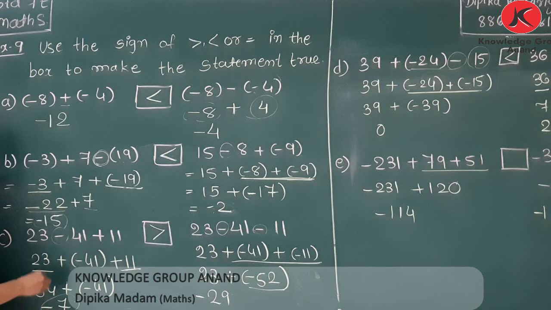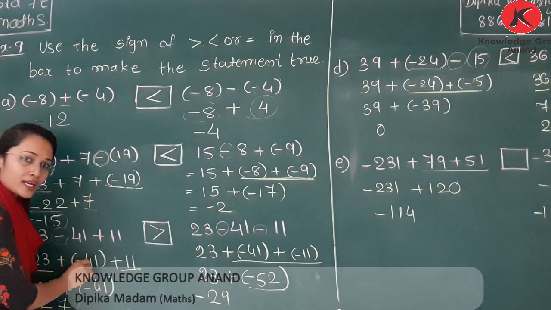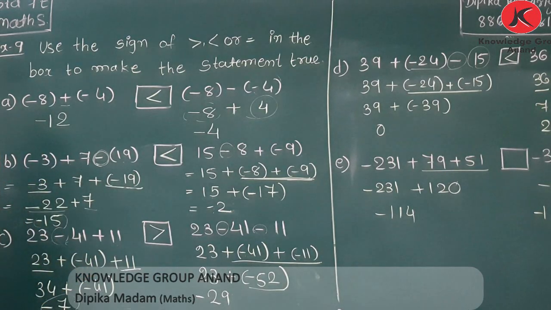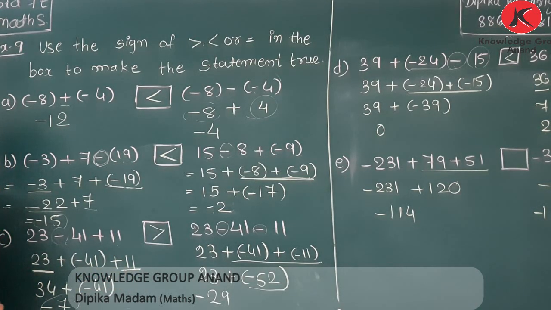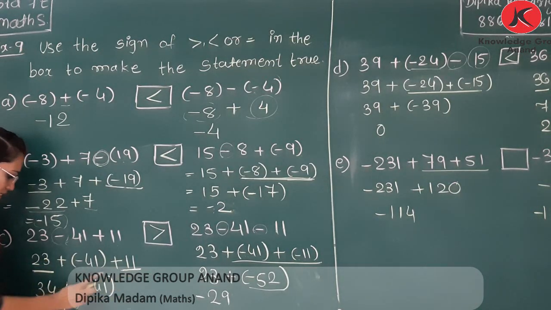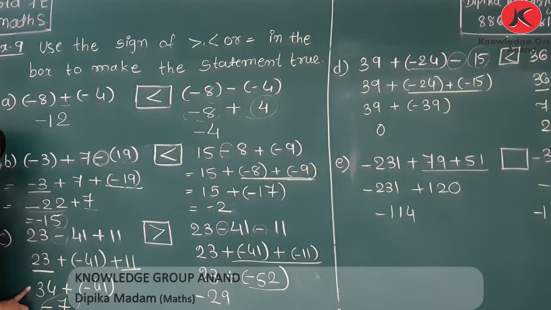Now next example. 23 minus 41 plus 11. You can see that is a subtraction, so the sign becomes addition. 41 becomes -41. ક્યારે સાઇન ચેન્જ કરવાની? જ્યારે સબટ્રેક્શન હોય ત્યારે. એડિશન માં સાઇન ચેન્જ કરવાની નથી. So plus 11 as it is. Now 11 and 23 both are positive numbers. So 23 plus 11 is 34. -41 as it is. હવે 34 ની સાઇન પ્લસ છે, 41 ની માઇનસ. So subtraction of numbers, that is 7, but minus because 41 is the greater number.